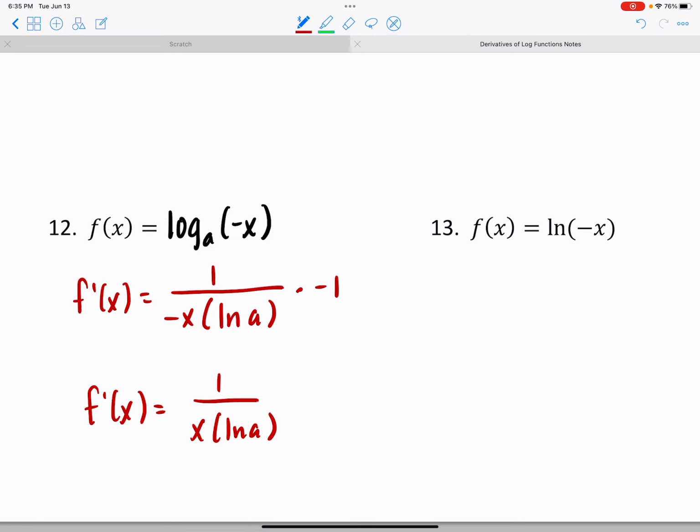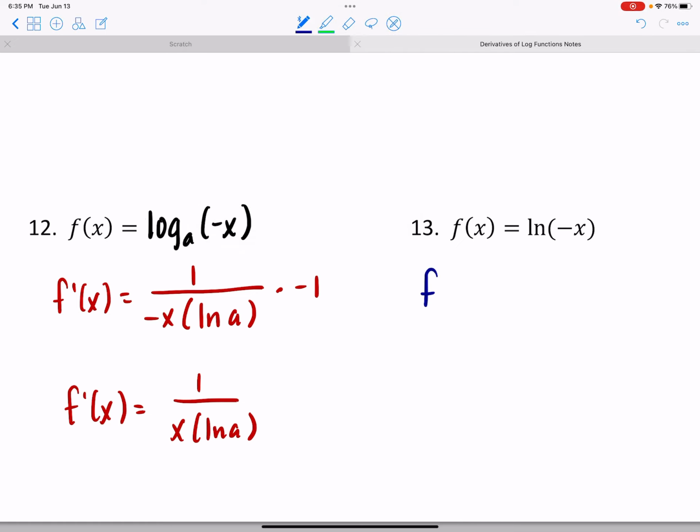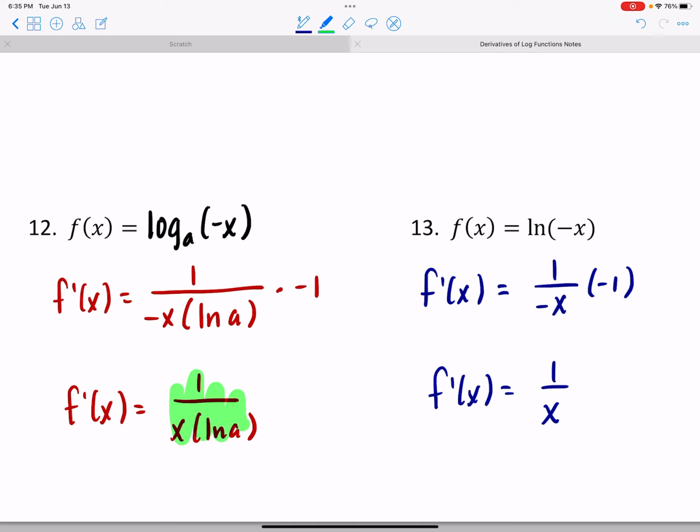And the same thing happens over here with the natural log of negative x. If I said find the derivative of the natural log of negative x, again, natural log of x would be 1 over x. So natural log of negative x would be 1 over negative x multiplied by the derivative of negative x, which would be a negative 1. And the negatives would cancel, and so f prime of x would still be equal to 1 over x.